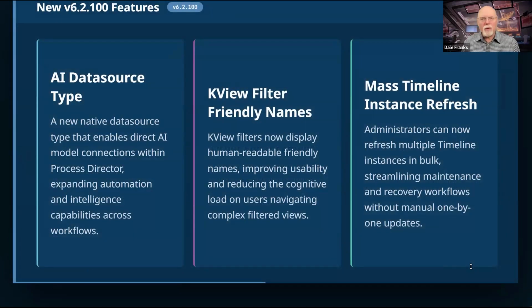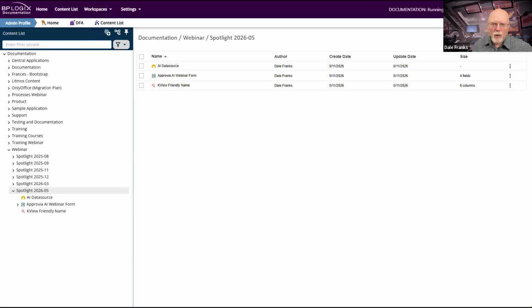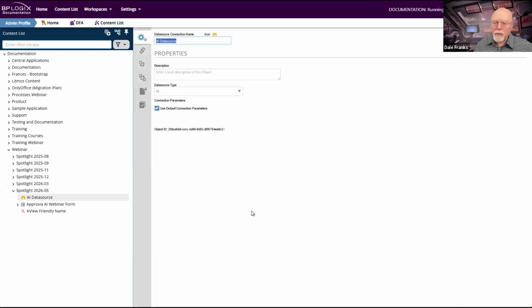So for new 6.2.100 features, first, there is a new data source type. It is the AI data source type. What this will enable you to do is to connect directly to whatever large language model AI service that you have decided to work with, whether it is Gemini or OpenAI or Claude. The AI data source type is a fairly simple one, and I've saved this, and therefore it's blank here because I didn't add any connection parameters.